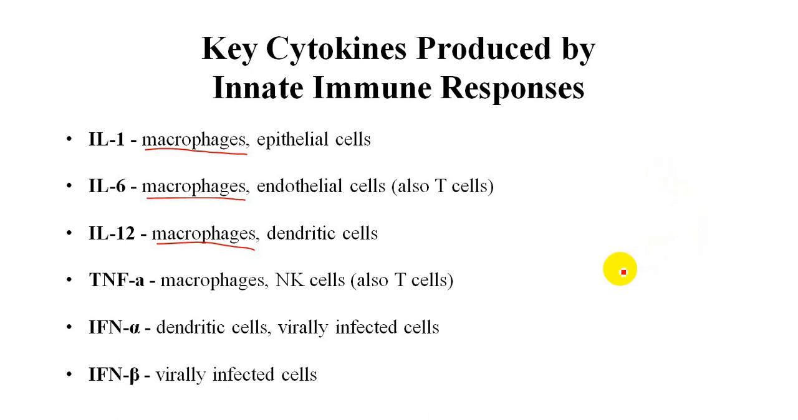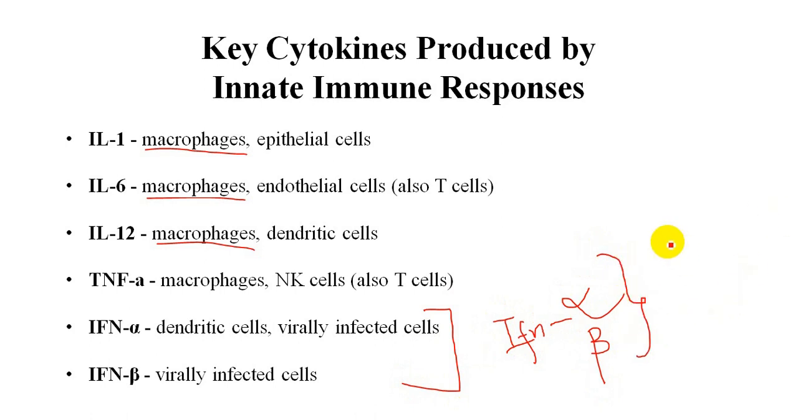From the broad outline of key cytokines produced by innate immune responses, it becomes pertinent that interferon alpha and interferon beta might have a prominent antiviral role, and this we shall discuss at length.